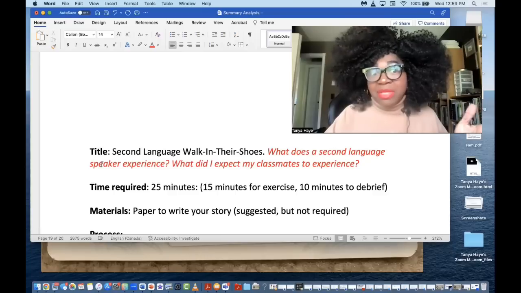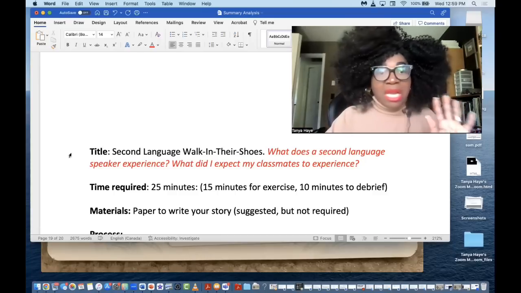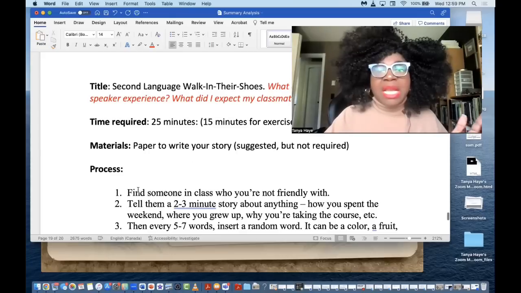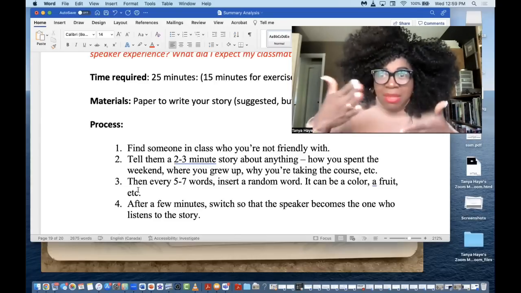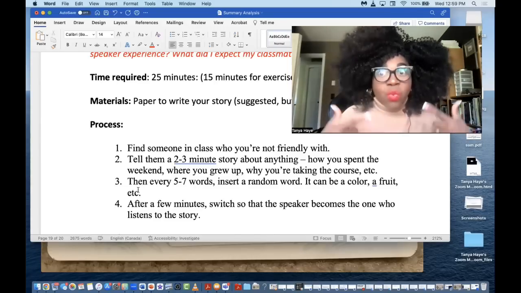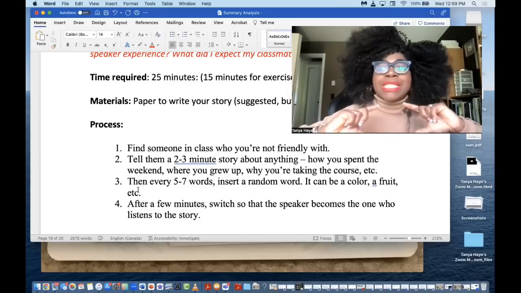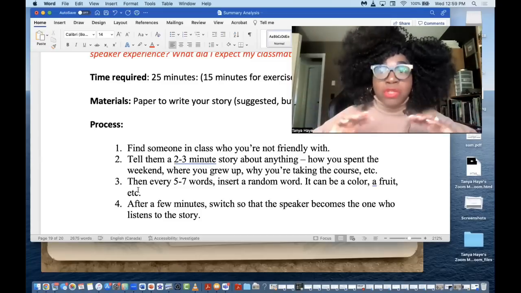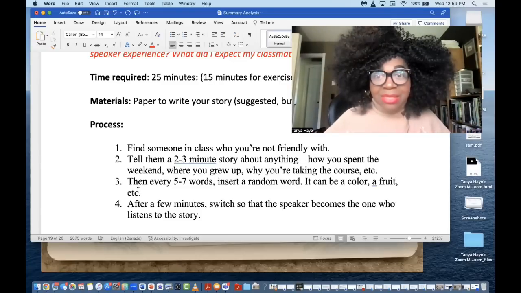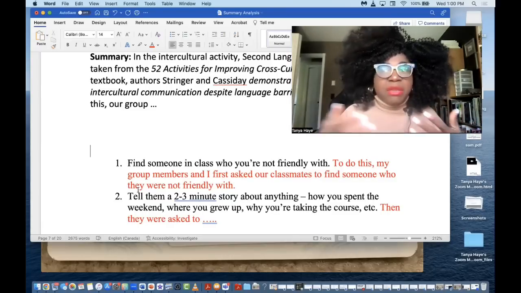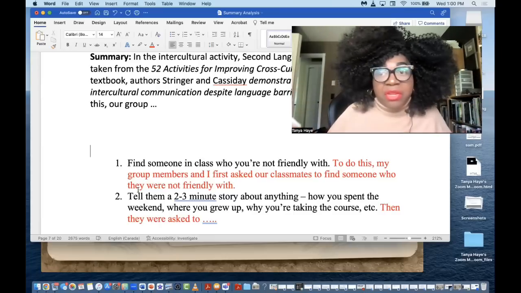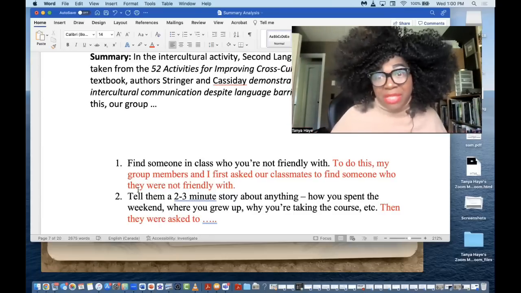Now, when I did that activity, remember, it was clearly set out. I had the title, I had the time required, and then I told you the process. Find someone in class who you're not friendly with. Tell them a 2-minute story, blah, blah, blah. That's what we did. So when I'm writing my summary, I am now going to tell you what we did. And of course, I'm going to write in the past tense. So I'm going to look back at the actual activity. And you guys have your video. If you don't remember, you can check your video or you can check what you wrote on your fact sheet.